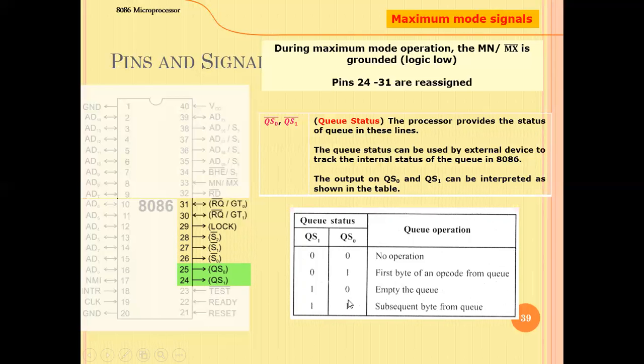And when it is 1 1, it is a subsequent byte from the queue, meaning you fetch the data from the subsequent byte of the queue. In this way, the queue status is going to be decided by these two pins.